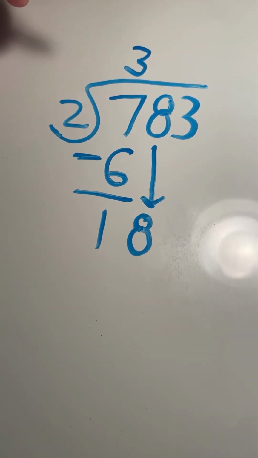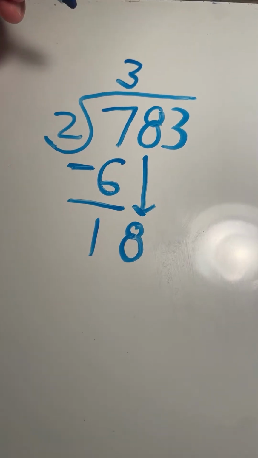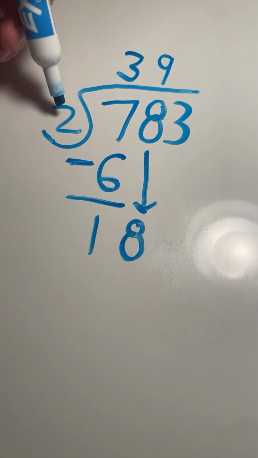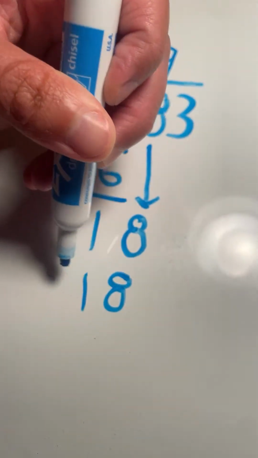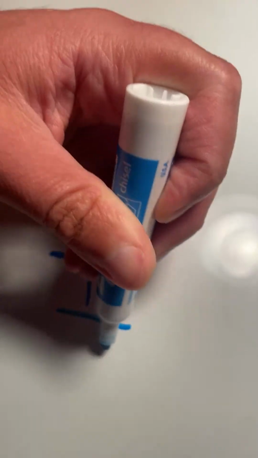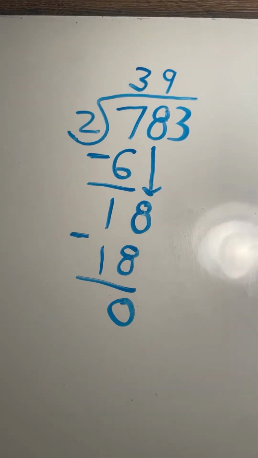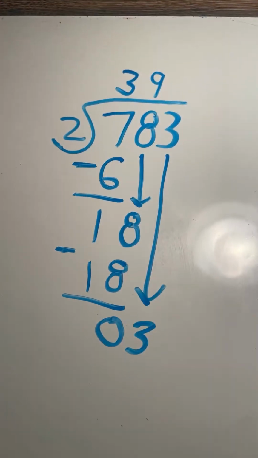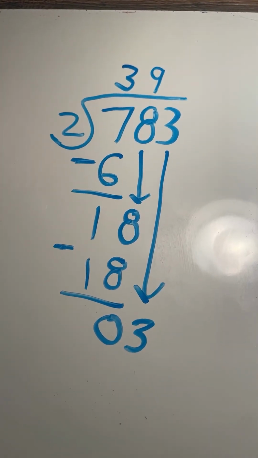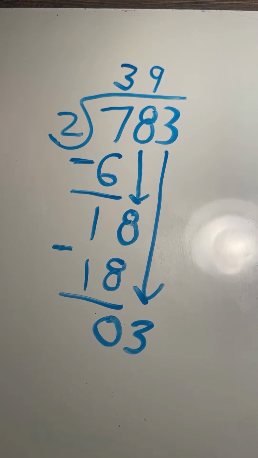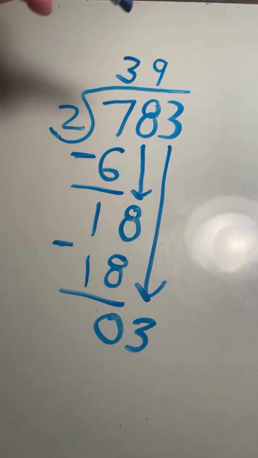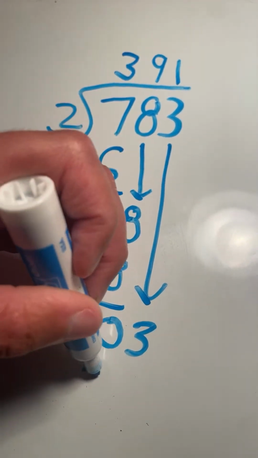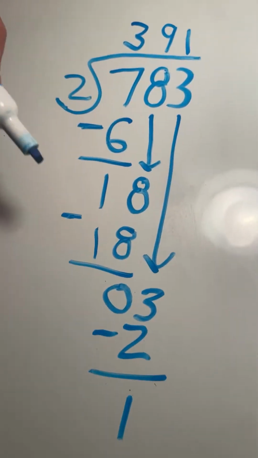18 divided by 2 equals 9. 9 times 2 equals 18. 18 minus 18 equals 0. Next, we bring down the 3. 3 divided by 2 equals 1. 3 minus 2, we have a remainder of 1.